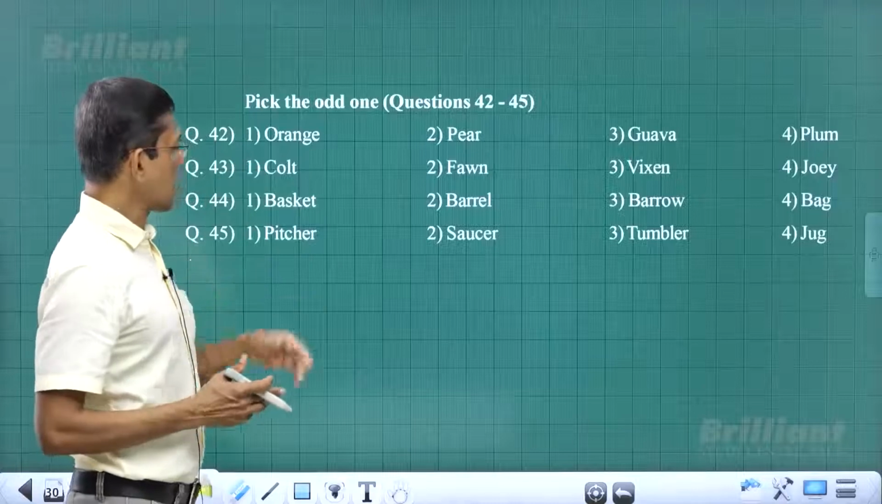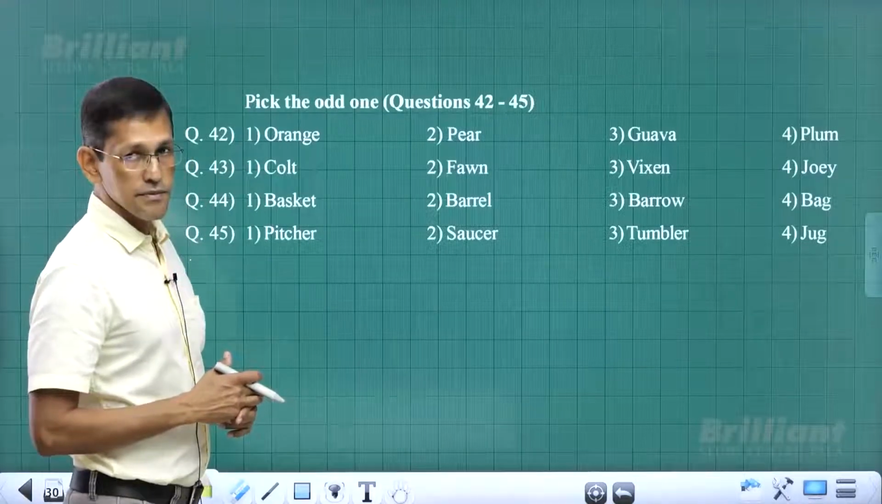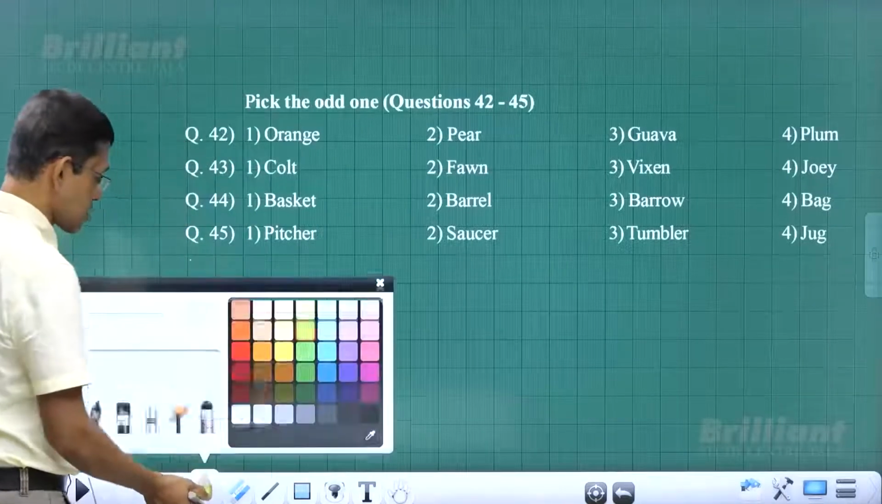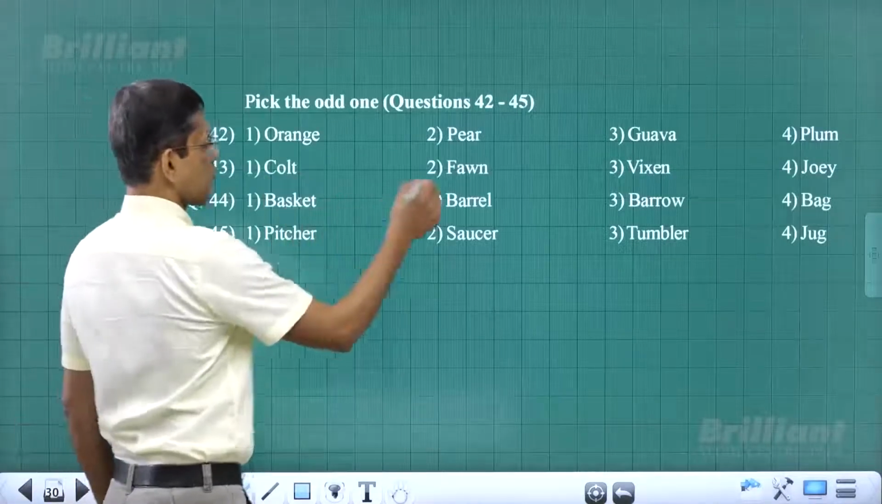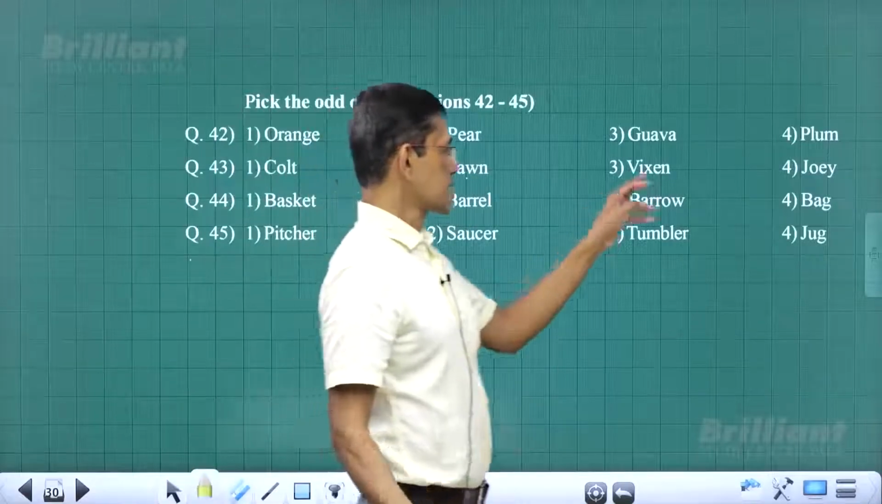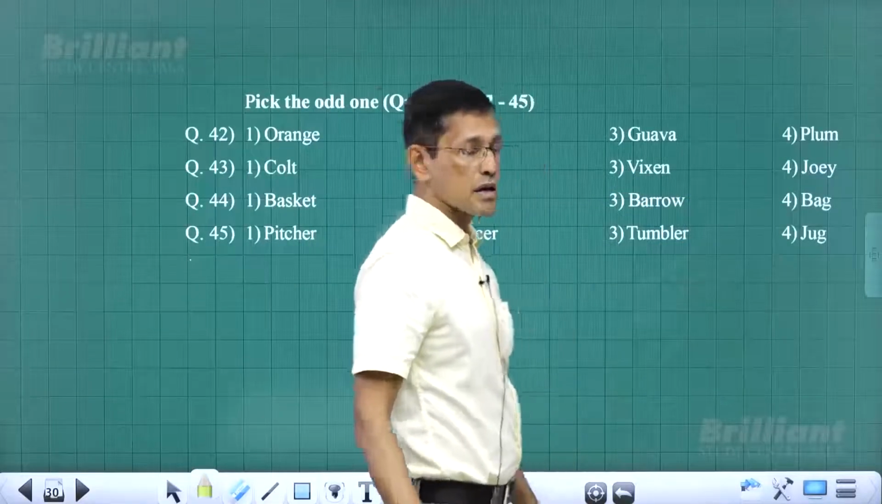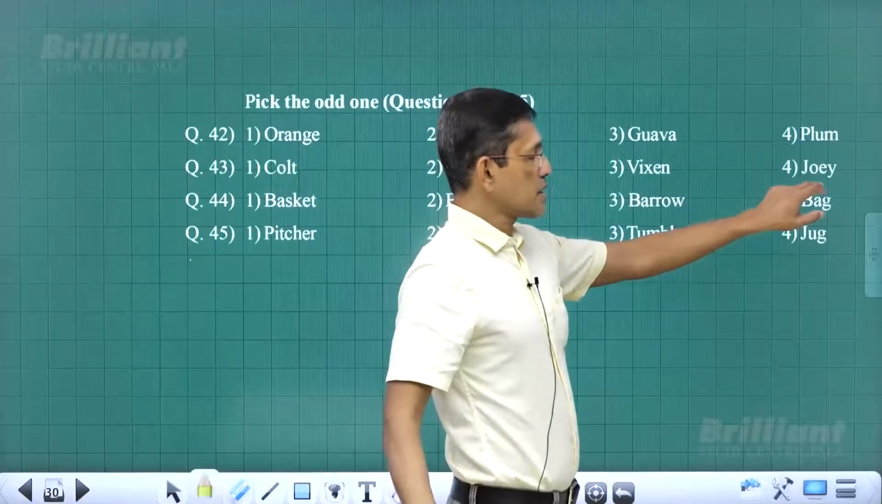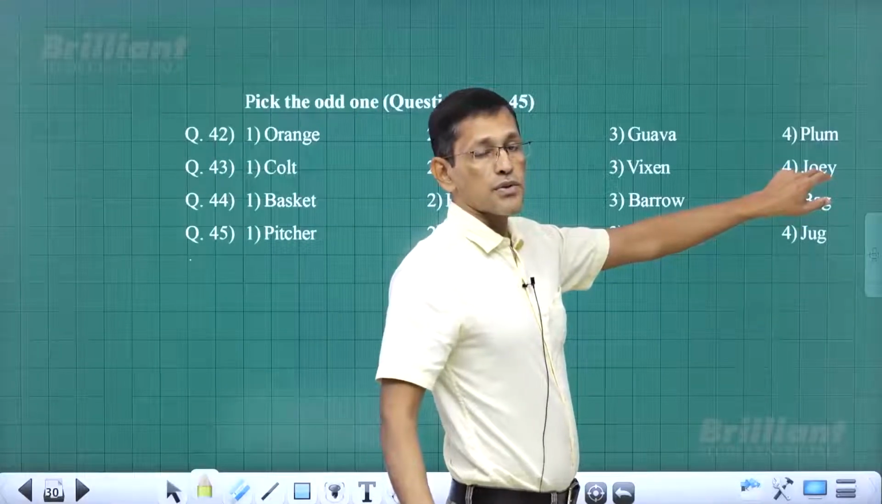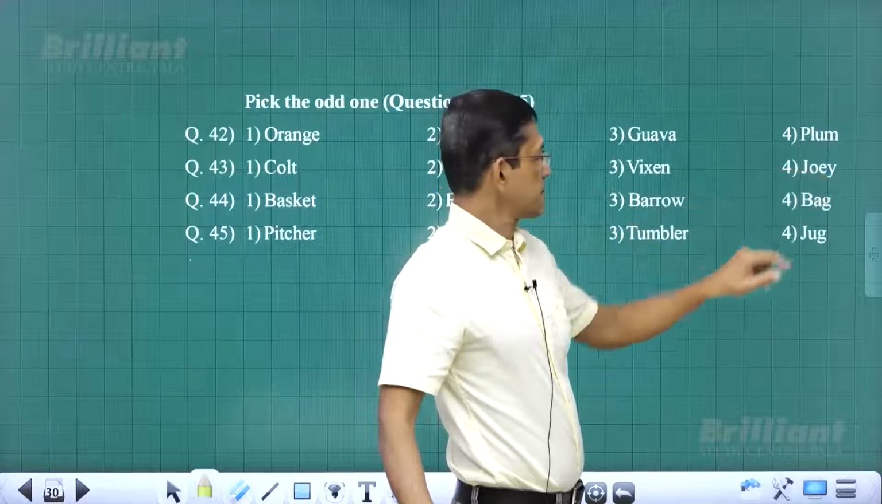Now 43: colt, fawn, vixen, and joy. So what are they? What is colt? And what is fawn? What is vixen? What is joy? I think everyone knows joy, right? Joy is what? Young one of a kangaroo.